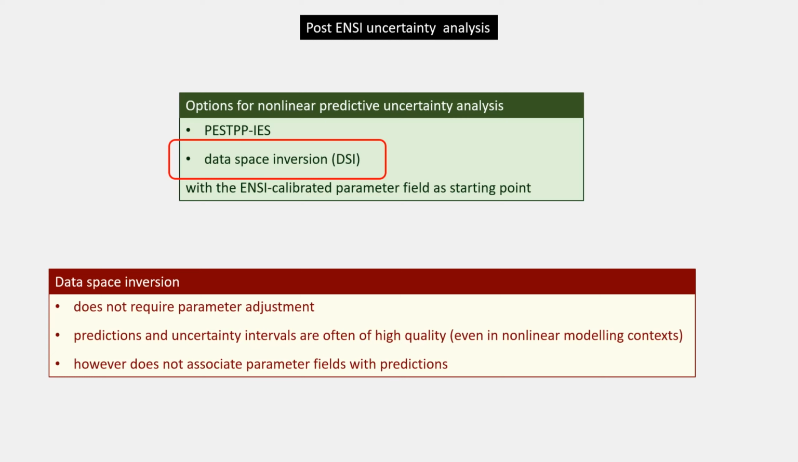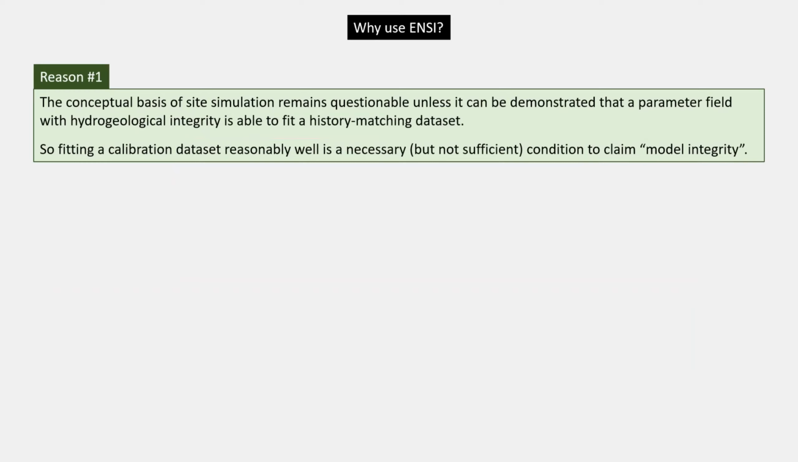The only problem with data space inversion is we don't associate parameter fields with particular predictions. So you could ask, well, if data space inversion can do everything, why do we need to calibrate at all? Why do we need to use ENSI? Well, there's a couple of reasons that I think we do.